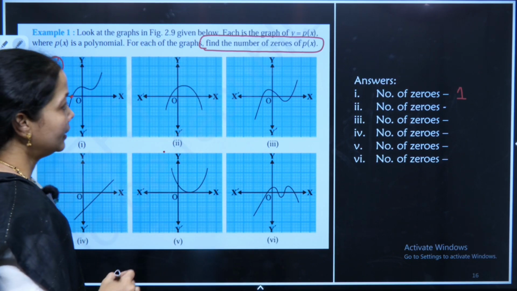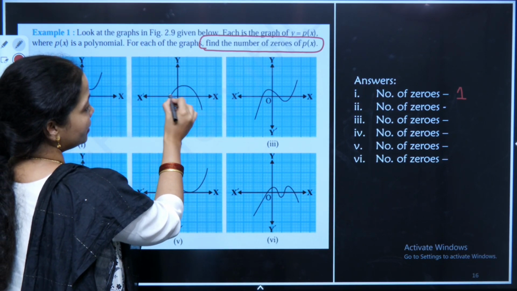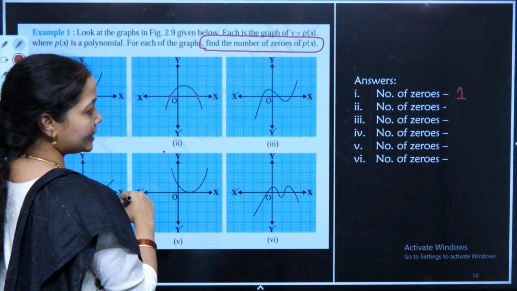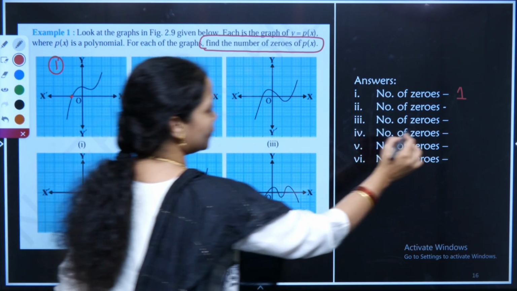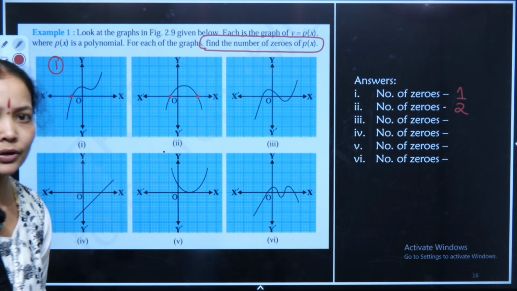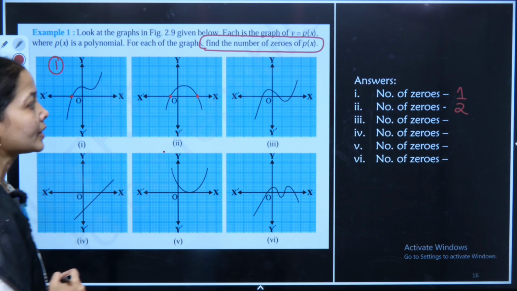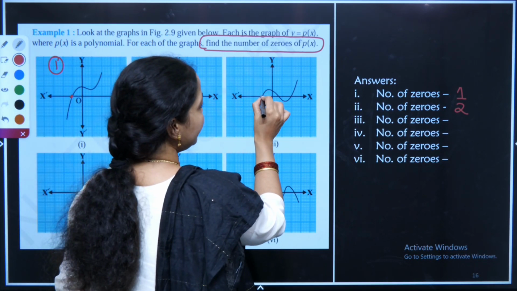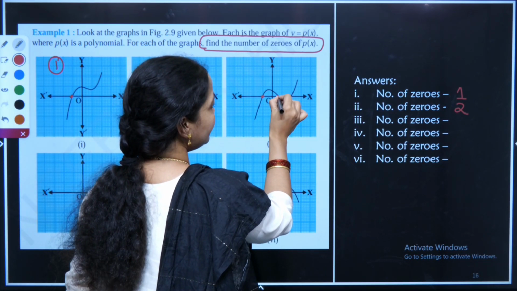Second graph, 2 different locations. The graph is touching the x-axis. So the number of zeros for the second graph will be 2. It's a parabola, a downward parabola or a negative parabola. Correct? Going to the third graph, it is touching the x-axis at 3 positions.